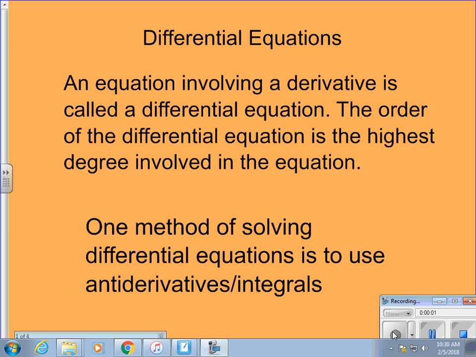So, differential equations. An equation involving a derivative is called a differential equation. So if we begin with dy/dx, we begin with the derivative. That's a differential equation. Sometimes it's easier to figure out how fast things are changing rather than where they are at a particular time. We can come up with equations that describe how things are changing, sometimes easier than we can with what's happening now.